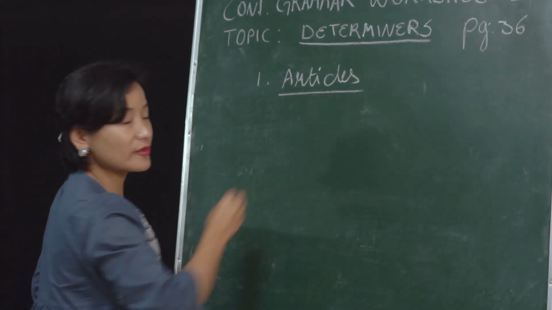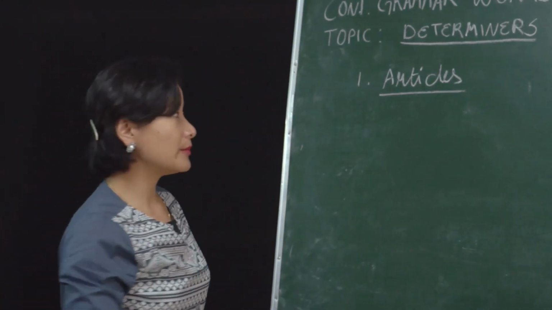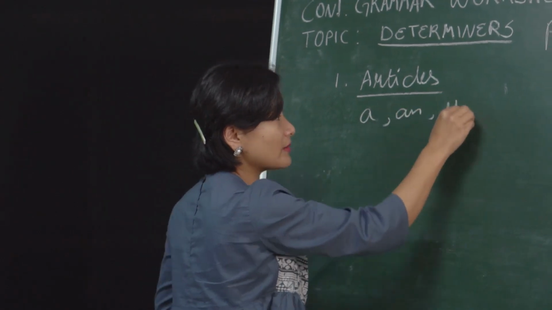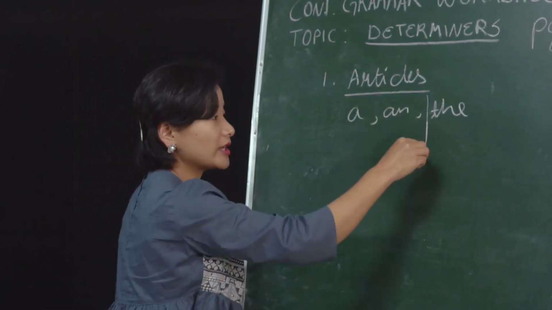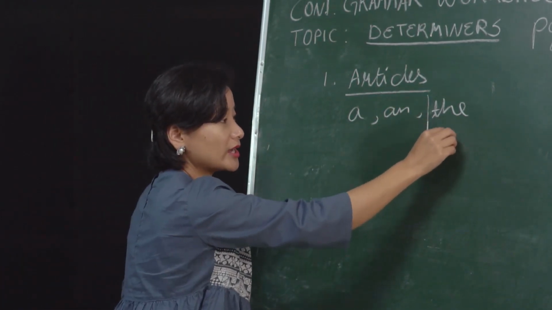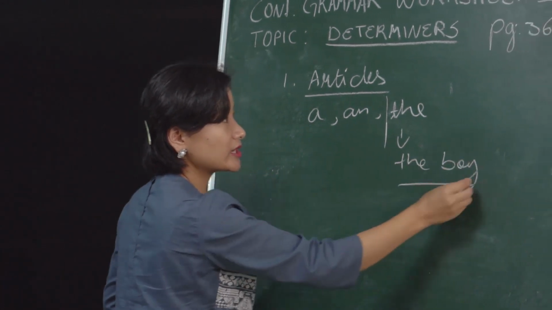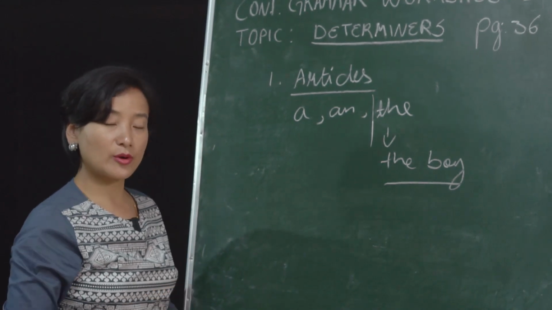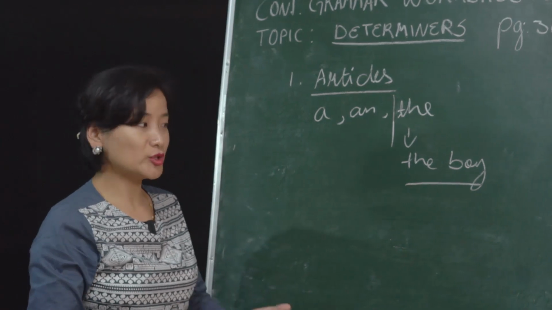So articles we have already discussed, so we will not be going through it in detail again, but remember it is a, an, and the, and remember there are two types, definite and indefinite. So see, the here is definite. So when I say the boy, I am being very specific. So in this case, it is functioning as a determiner. All right, the boy in the black shirt, or the crew member in the blue shirt, and so on.